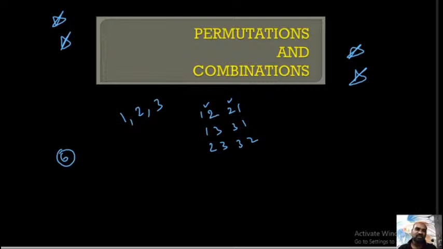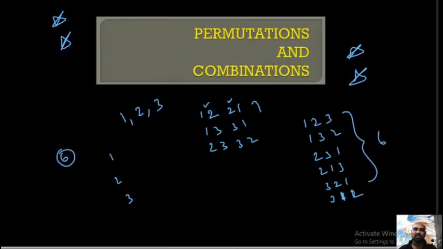How many 1-digit numbers can you write? Obviously 3 only: 1, 2, 3. Now the question is, how many 3-digit numbers can you write? 123 is one 3-digit number, 132 is another, 231 is one, 213 is another, 321 is one, and 312 is another. How many? So I can say here 6. Here 6, and for single digits, 3.